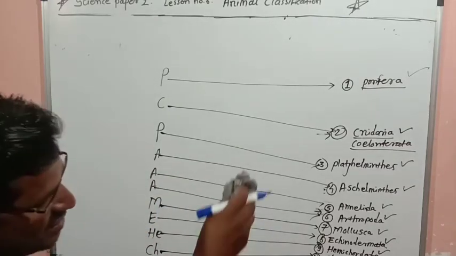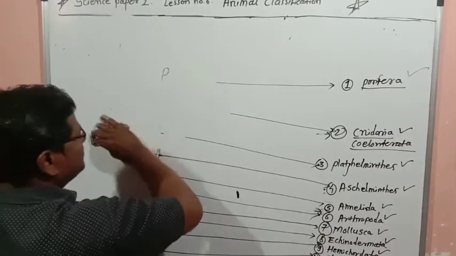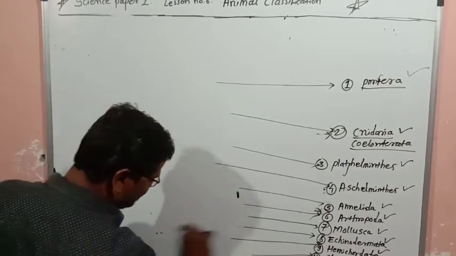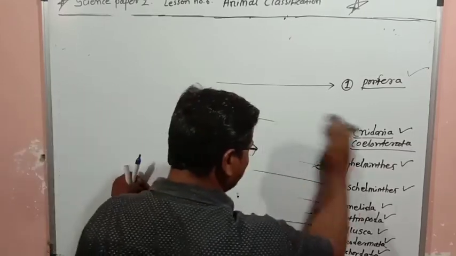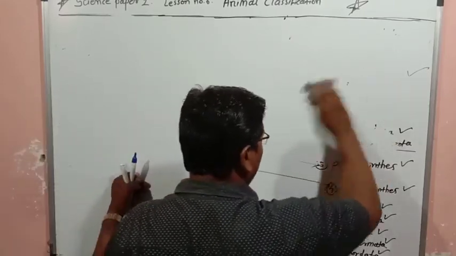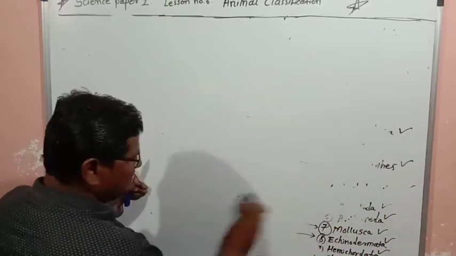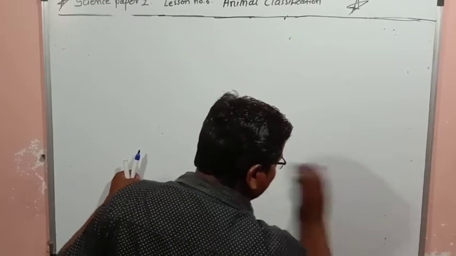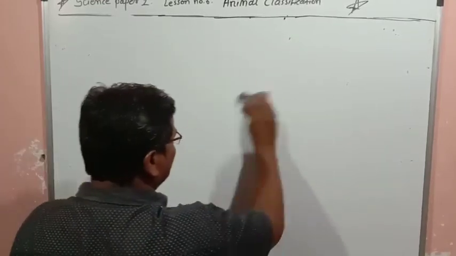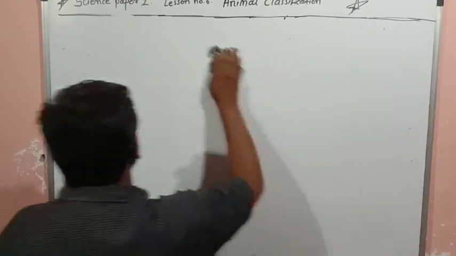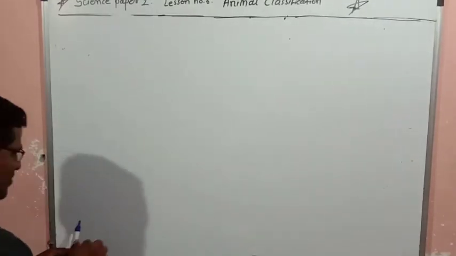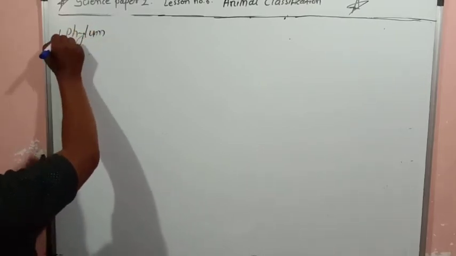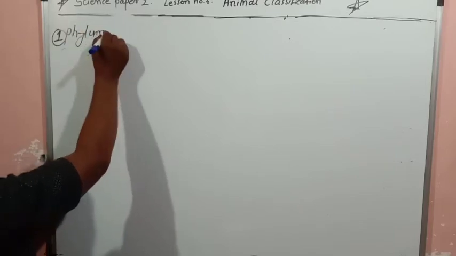Next we are going to study phylum Porifera. First phylum we are going to learn is the phylum Porifera. So you have to remember PCP AAA MEHECH. The first phylum is Porifera, and we are going to learn its characteristics and then examples.